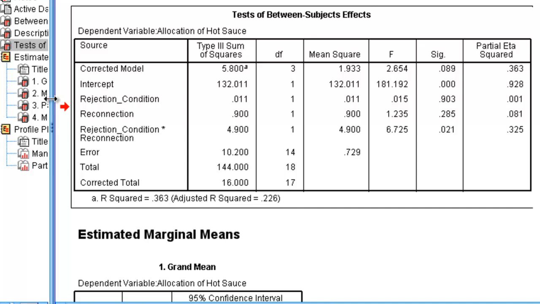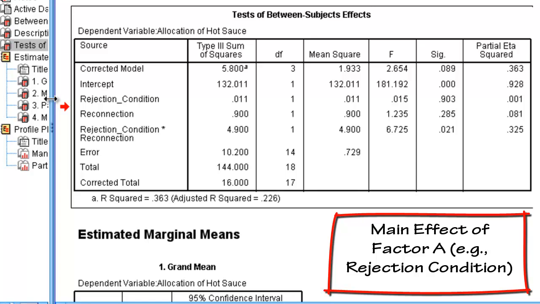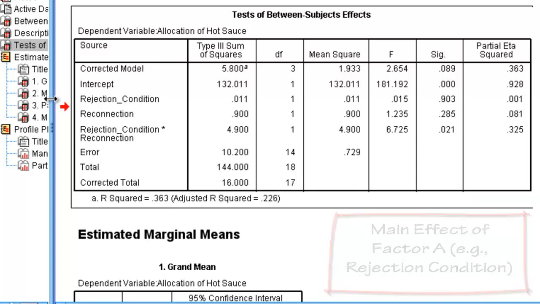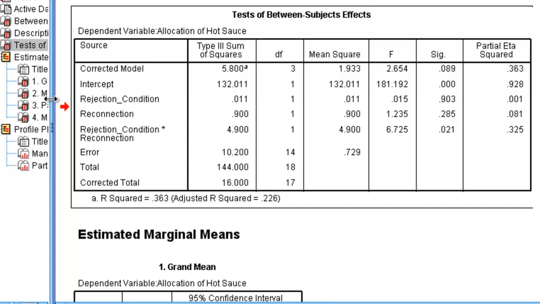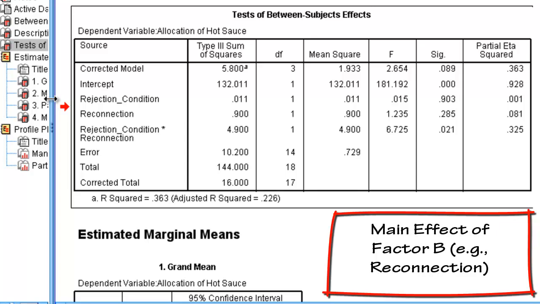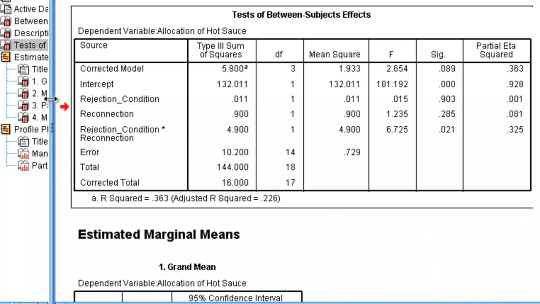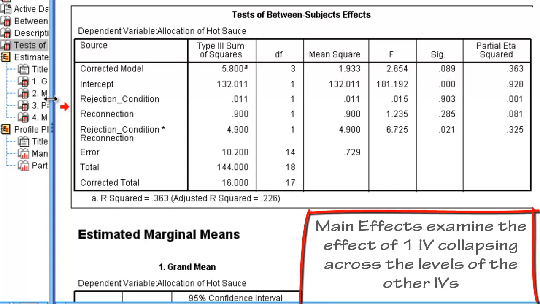This first row here, rejection condition, is looking at the main effect of just being rejected. It is essentially asking, does being rejected alone predict differences in hot sauce allocation? The one below it is reconnection. In other words, does whether or not the person you interact with is available for reconnection or for affiliation predict differences in hot sauce allocation, regardless of whether or not someone was rejected? In other words, are we just more likely to aggress against someone who is open or not open for affiliation?